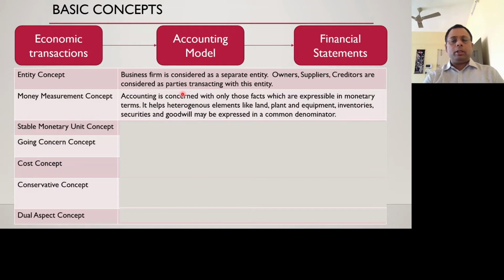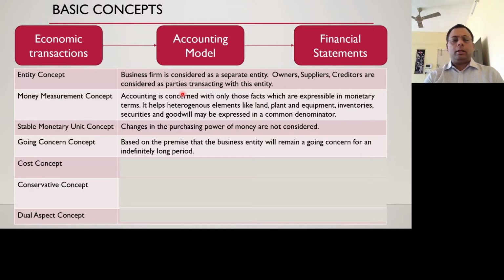Then the money measurement concept says that all the heterogeneous components of the business, like plant, equipment, and inventories, are treated in a common denominator, which is money. Everything is converted into money so that we have a homogeneous way to assess the financial state of the company. Then the stable monetary unit concept says that although inflation goes up and down, and probably always goes up, we don't consider the purchasing power of money while accounting.